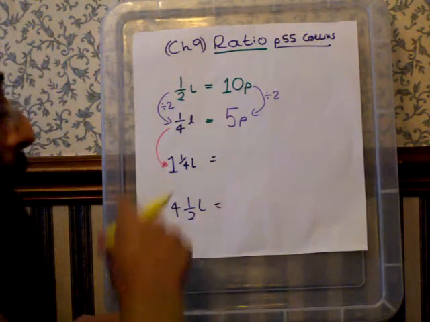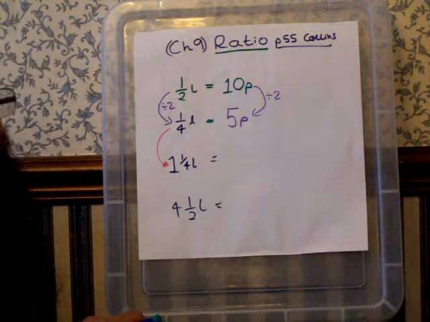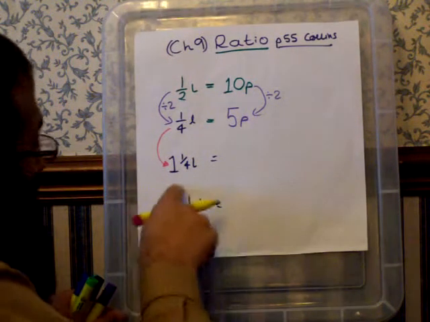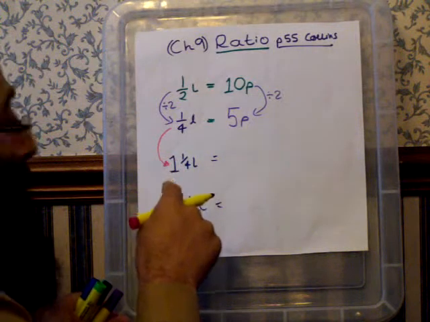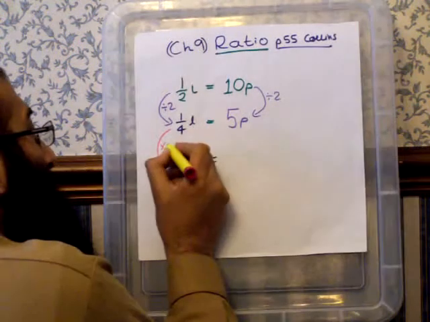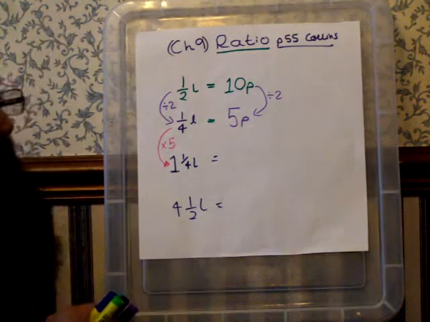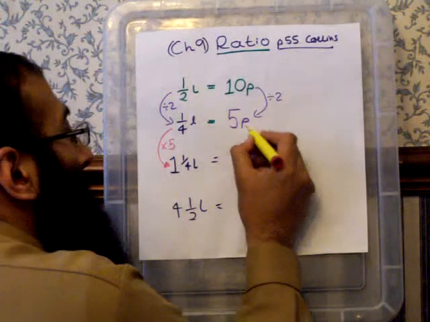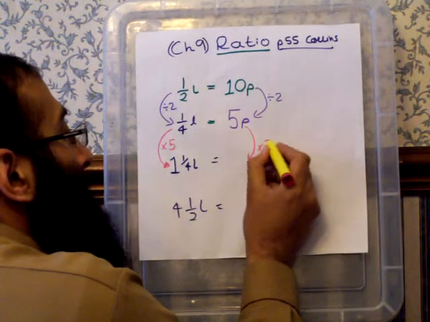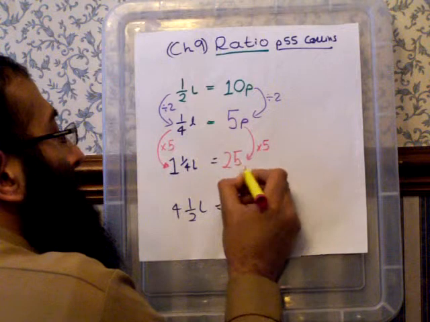Why? Because in one whole you have 4 quarters, and then you've got another quarter, so that's 5 quarters. So this here is actually 5 quarters, so it's 5 times the top one. So to get from 1 quarter to 1.25, we have to times by 5. If you times the left side by 5, you have to times the right side by 5. So 5p times by 5 is 25p.